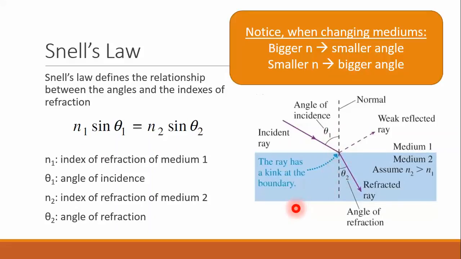You'll notice that when we change mediums, when we go into a larger index of refraction, from medium 1 to medium 2, we end up with a smaller angle. And likewise, if I had light that was going from medium 2 to medium 1, the angle would get bigger. That's the relationship that you will see.